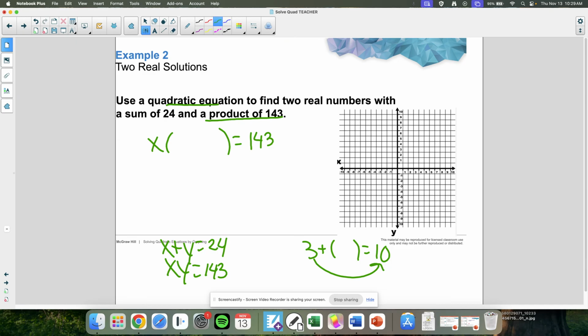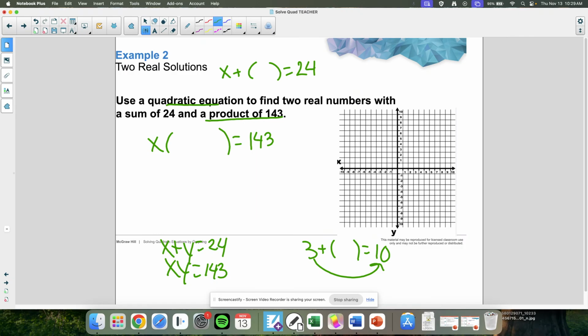And then here's where it's kind of a leap. Today I'm going to show you this leap. Tomorrow you're going to try it on your own. Monday you're going to maybe try it again. But we now need to figure out the sum of two numbers is 24. So x plus some number has to equal 24.